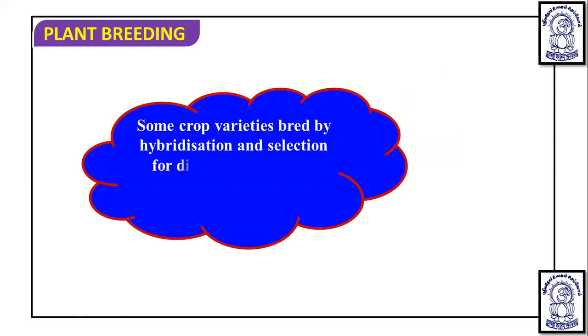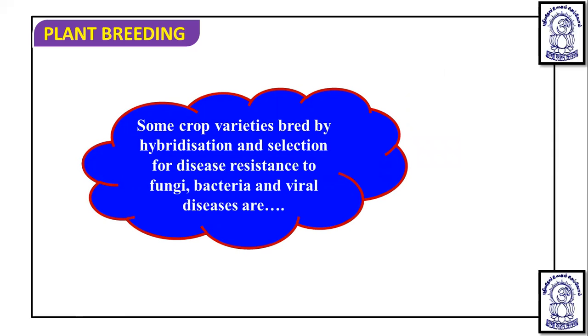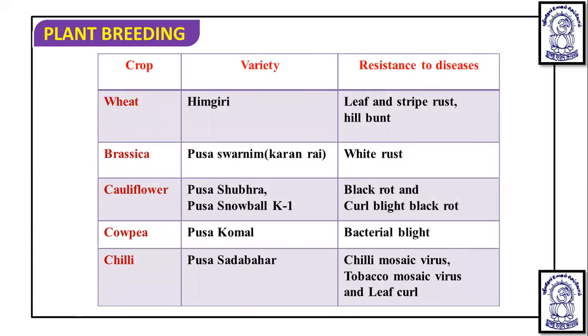So some crop varieties have been bred by hybridization and selection, or conventional breeding, for disease resistance to fungal, bacterial, and viral diseases. This table shows the varieties produced by conventional hybridization that gained disease resistance against fungi, bacteria, and viral diseases. This is the NCERT table. Remember this is one of the important tables, because many times in NEET they ask direct questions from this table. Two to three tables are there in this chapter on disease resistance that you should remember.